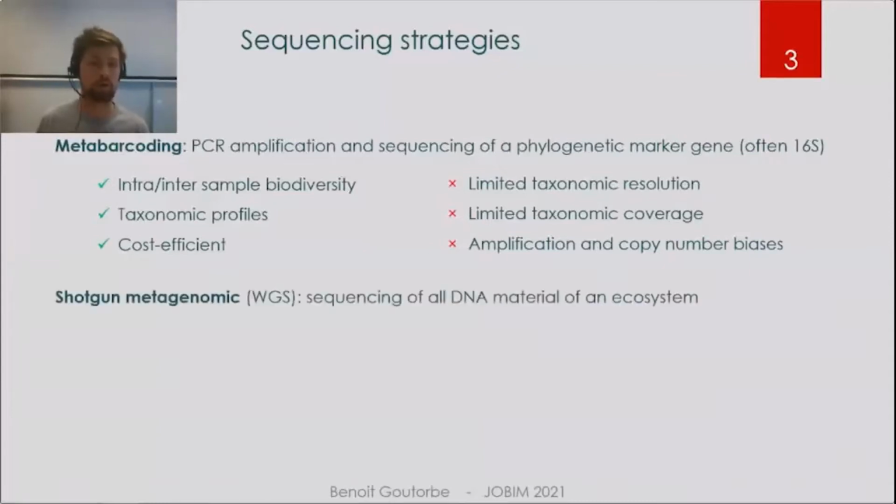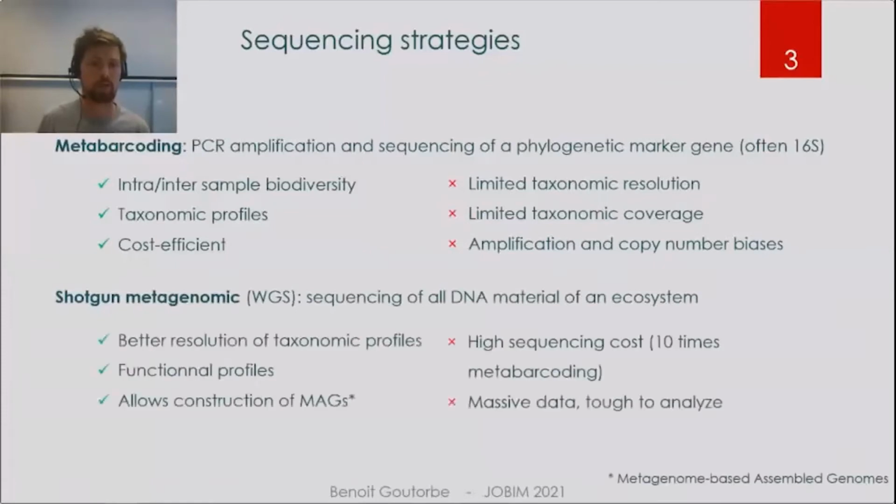On the other hand, shotgun metagenomic consists of sequencing all the DNA we find in an ecosystem. We can reach a way better resolution of taxonomic profiles. We can identify the species or even the subspecies.